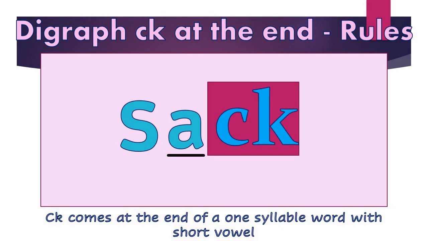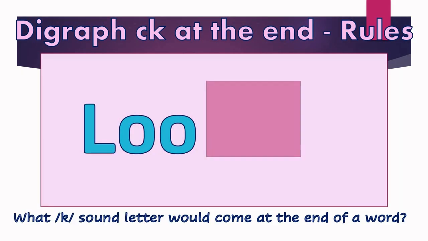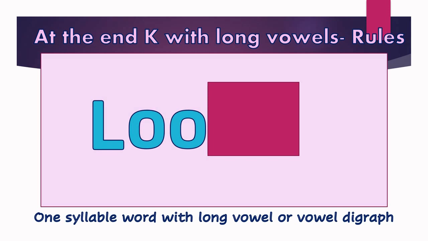Now let's write another word. Look. It is a one syllable word. So what letter would give sound K here? Check the vowel before K. So it has a long vowel, meaning 2 vowels are present here. O, O. So here K will come to sound K.